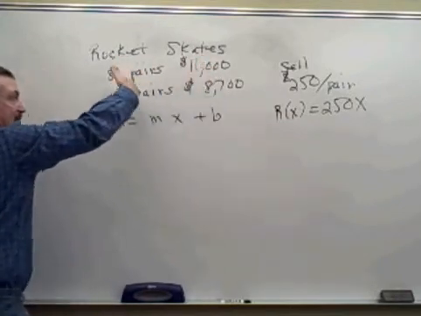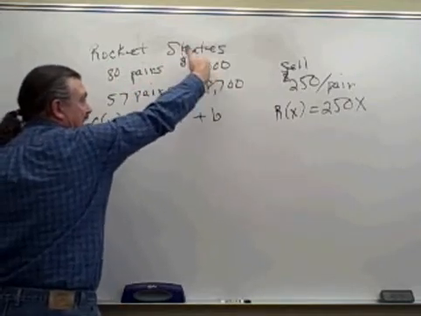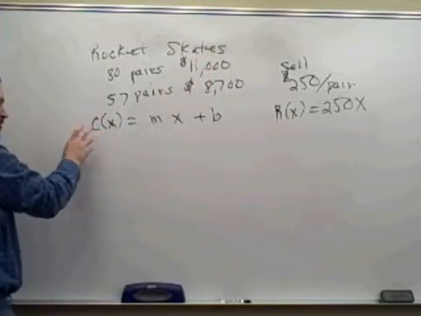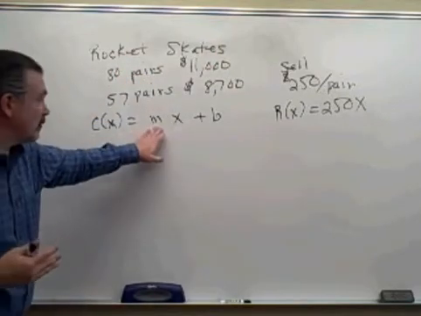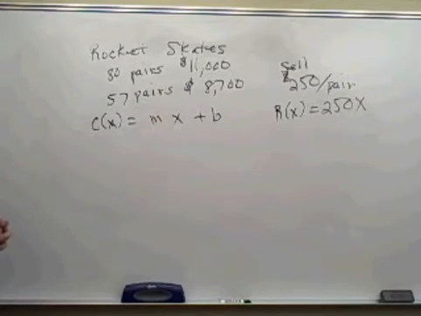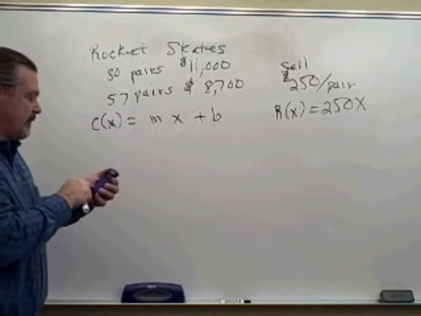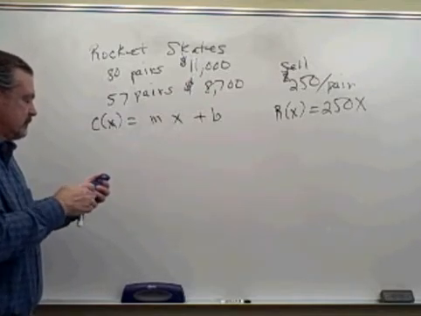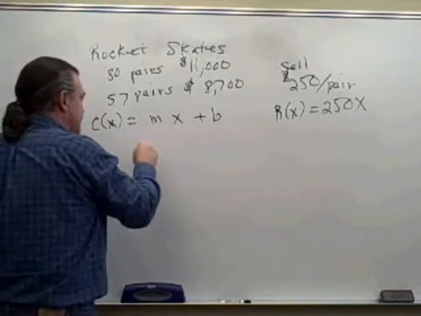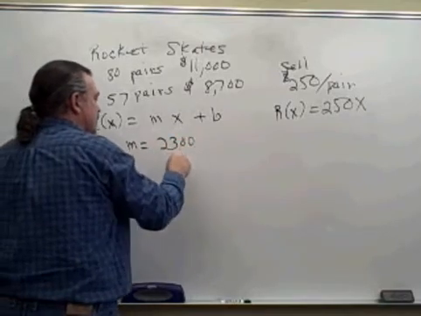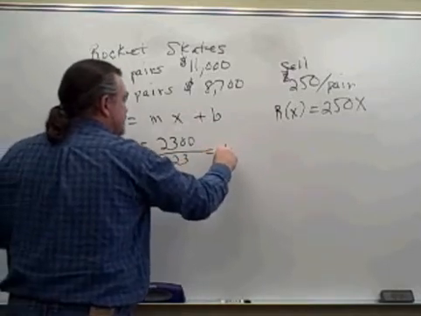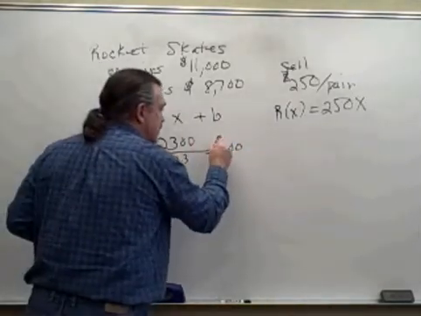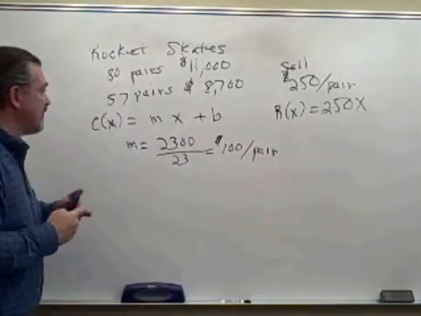We have costs and we have pairs of skates. We've got a change of y and a change of x. y is cost. Remember, C of x is like having y. Change of cost over change of pairs, that's the cost per pair, that's our slope. Or in the business vernacular, that's our unit cost. So if we use those figures, 11,000 minus 8,700 gives us a change of cost, and we're finding our m value, gives us a change of cost of 2,300. 80 and 57, the difference there is 23, so that's a value of 100. So that's $100 per pair. That's our m value. That's our slope.